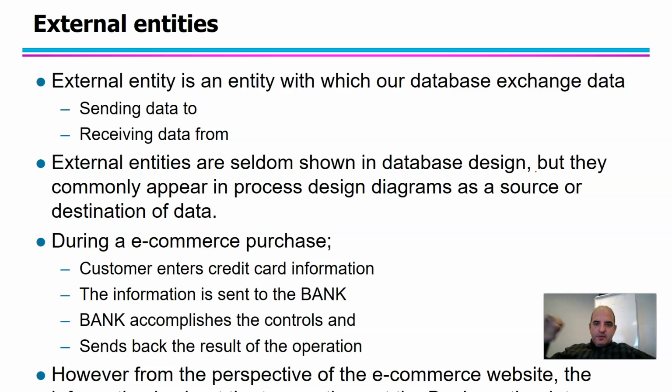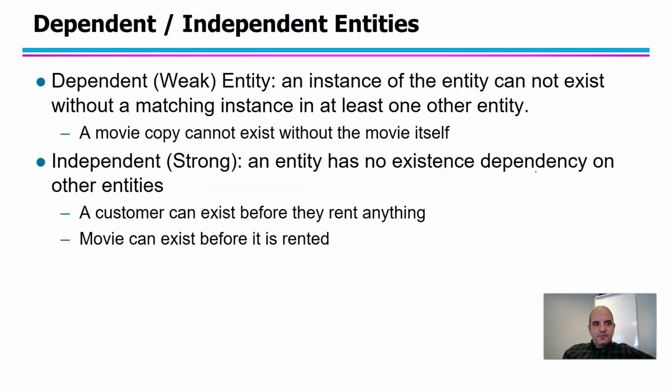So the entities outside the system are called external entities. It is important that in our database we don't have these external entities because, as I mentioned, they are external. They are not inside our database, but we show them in our flow charts or other diagrams, but we don't have them in our database.